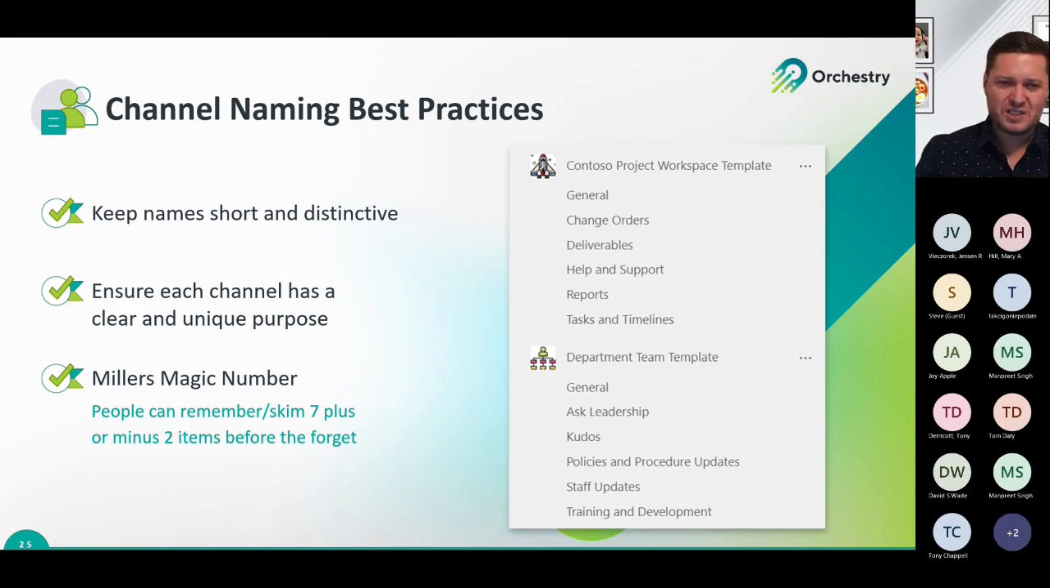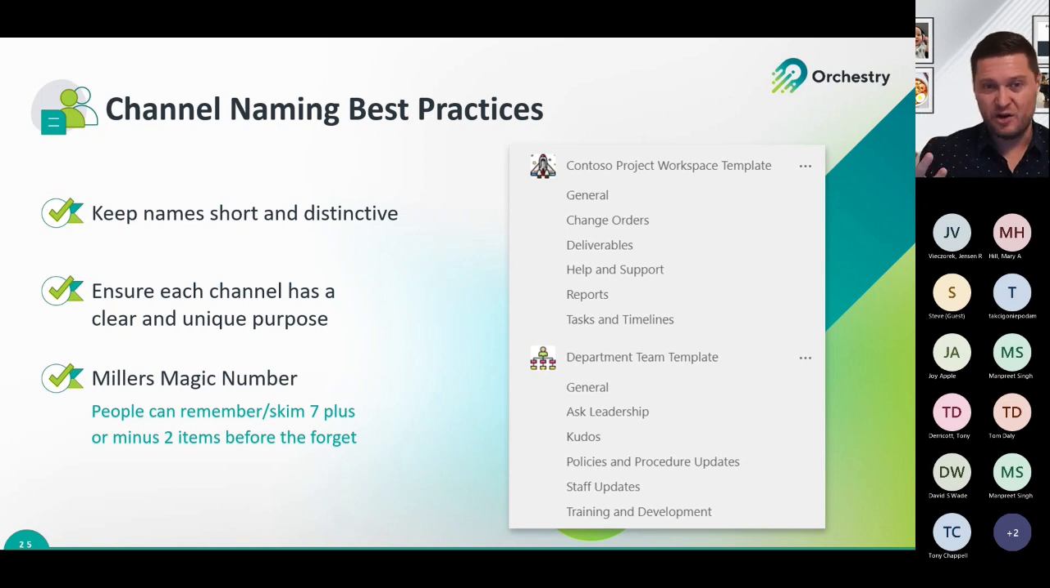The other thing is this concept of Miller's magic number. Miller was a gentleman who did a whole bunch of research in terms of how many things people can remember really quickly before they start to forget. And it turns out it's 7 plus or minus 2, right? So if you're skimming across a lot of teams, by the time you start looking at all these channels, if the team has 20 channels, you would have forgotten what the top ones are by the time you get to that one as well.